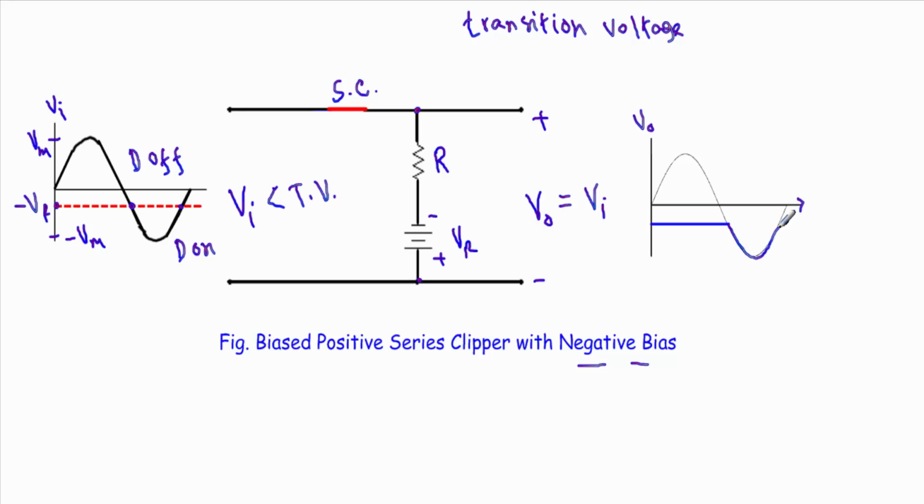waveform. Okay, so our input will look like this, and after that our output voltage will be equal to minus VR, which will be like this. So this is our complete waveform in case of this biased positive series clipper with negative bias.